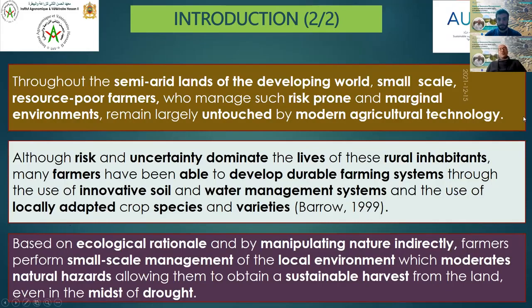Through the semi-arid lands of the developing world, small-scale, resource-poor farmers who manage such risk-prone and marginal environments remain largely untouched by modern agricultural technology. Although risk and uncertainty dominate the lives of these rural inhabitants, many farmers have been able to develop durable farming systems through innovative soil and water management and the use of locally adapted crop species and varieties. Based on ecological rationale and by manipulating nature indirectly, farmers perform small-scale management of the local environment, which moderates natural hazards, allowing them to obtain a sustainable harvest from the land even in the midst of drought.